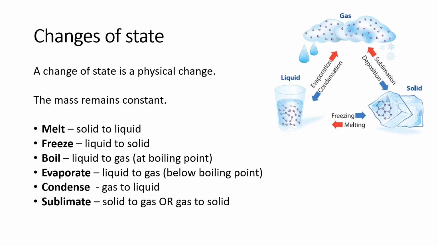The change of state is a physical change, which means it can be reversed, and the mass of the material remains constant. The ones you need to know are melting, going from a solid to a liquid, freezing, going from a liquid to a solid, boiling, from a liquid to a gas at the boiling point, evaporating, which is going from a liquid to a gas but below the boiling point, condensing, going from a gas to a liquid, and sublimation, going either from a solid to a gas or from a gas to a solid.